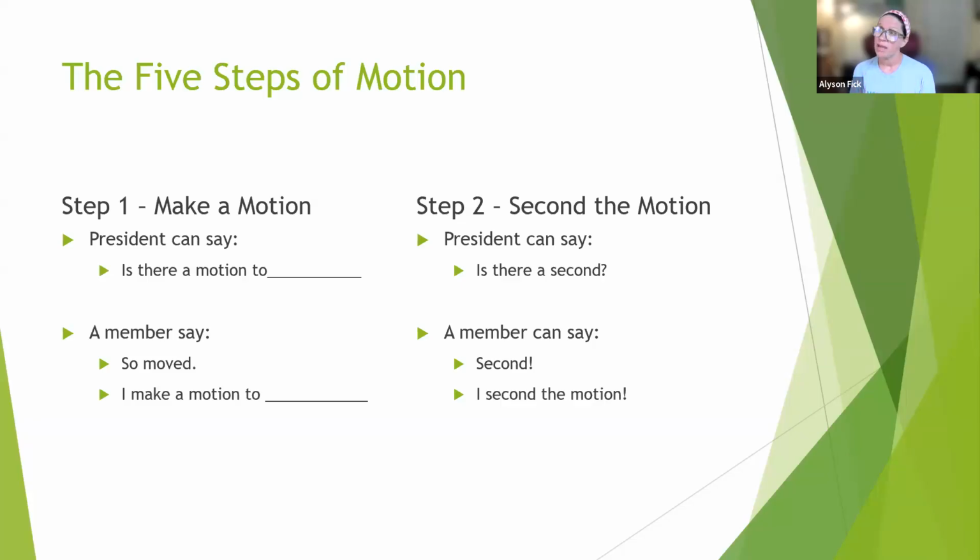Once the motion has been made, in parliamentary procedure, it is required that it has a second. The president can say, is there a second to this motion? And a member can say second, or they can say, I second the motion. Once you make the motion and you second the motion, you're ready to move forward into the voting procedure.